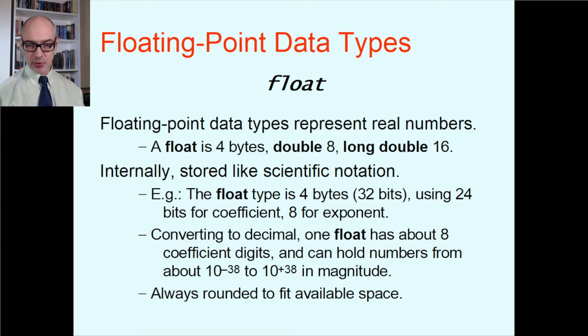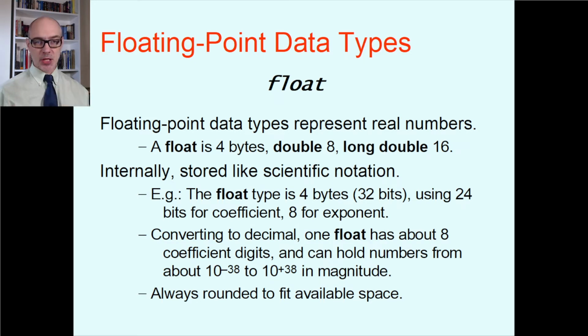For example, the float type, remember 4 bytes, that's 32 bits, actually uses 24 bits for the coefficient and 8 bits for the exponent, right? And there's also the times 10 part we know about already, so we don't bother to save that. So 24 bits for the coefficient and 8 bits for the exponent. Now, those are bits, right? If you take those binary bits and convert that information to decimal, you'll see that one of these single precision floats has about 8 coefficient digits of accuracy.